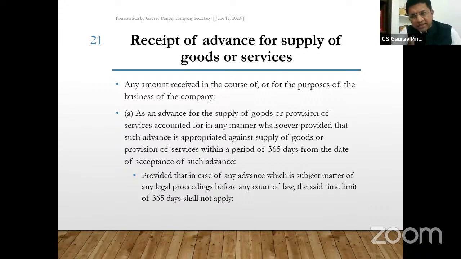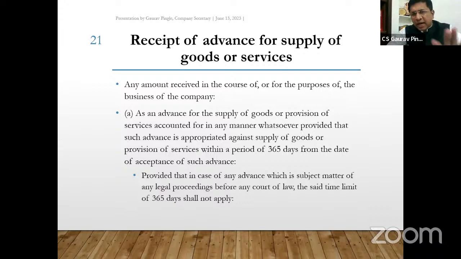Typically in the real estate group of companies, it could be manufacturing companies, it could be the hotel industry, because in the case of hotels they have online booking on their website, and the booking can be done on the website of the company. But if the amount is received and it is not accounted, then there is a problem. If it is accounted and appropriated in the books of accounts, then it is not a problem at all.